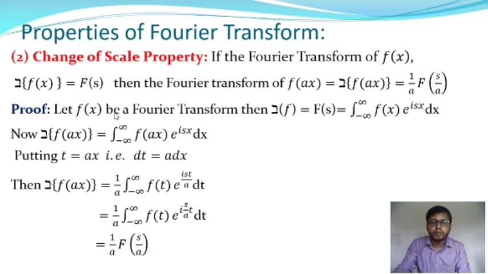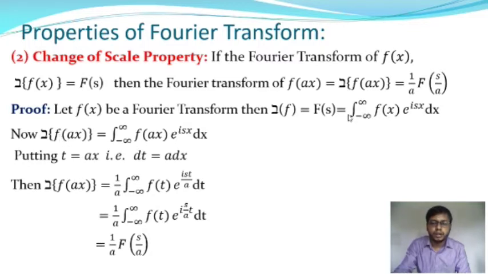So let the function f of x have a Fourier transformation, okay, then zeta of f of x is equal to F of s. This is the definition of the Fourier transformation of the function f of x, and it will be minus infinity to plus infinity f of x into e to the power i s x into dx, okay. So now we are going to find the Fourier transformation of f of ax, okay. So therefore zeta of f of ax is equal to minus infinity to plus infinity. Here we replace f of x by f of ax, okay.